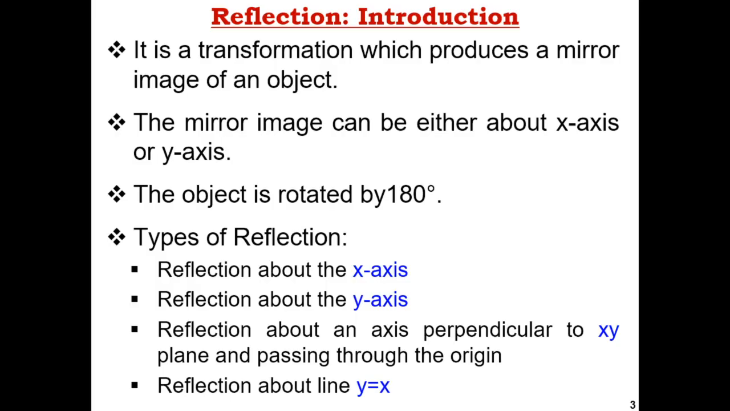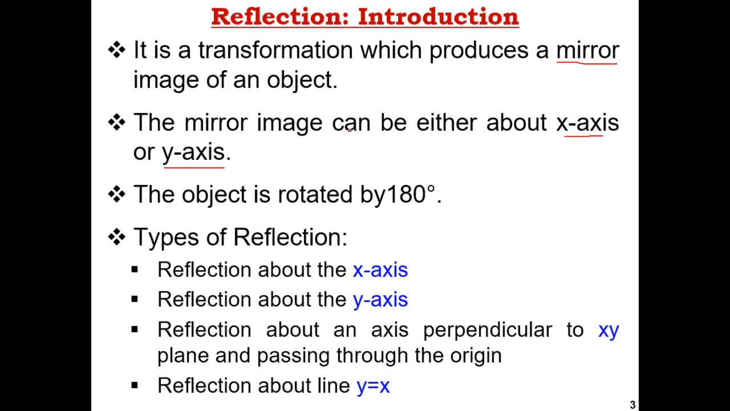First of all, let's define what exactly reflection is. That is the introduction. You can see that it is a transformation which produces a mirror image. So nothing else, a mirror image of an object is going to be created. It means when an object is created like a mirror image, then this reflection is going to be used here. The mirror image can be either about the x-axis or about the y-axis, because I am going to explain 2D reflection.